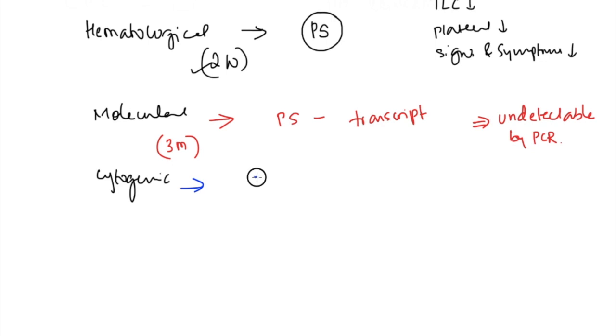Cytogenetic, right? Here we are going to check for the Philadelphia chromosome. So we are going to take the marrow biopsy, okay, and we are going to check for the presence of the Philadelphia chromosome. This will clear by 6 months, so all of it becomes negative, right? Okay, now you're happy, you're like, okay, the patient is responding, everything fine.